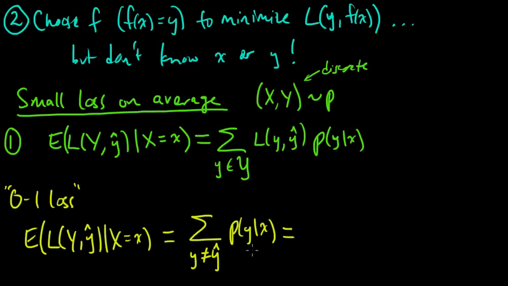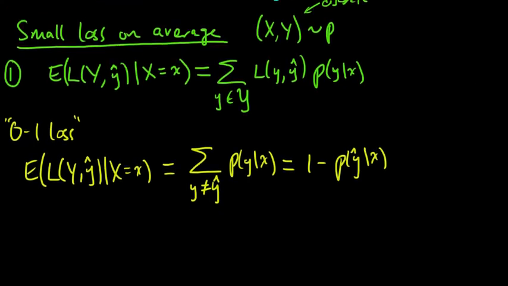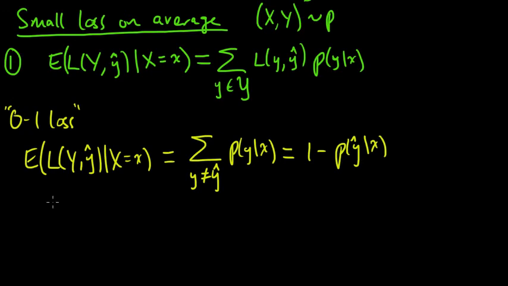And this is 1 minus the probability that Y equals y hat given x, because if we move this part over, then we get the sum over all the y's, and that's equal to 1, because this is a conditional probability mass function. So that's a nice little expression for this conditional expected loss, which is the thing that we want to minimize, thinking from a decision theoretic perspective. And so let's try to minimize this.